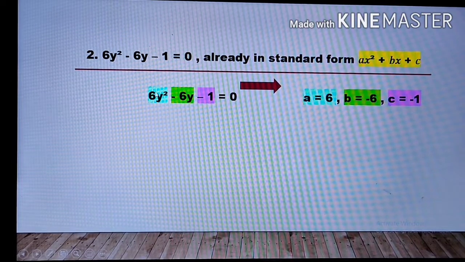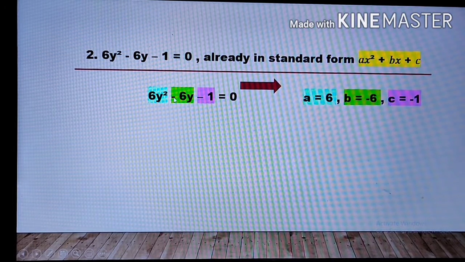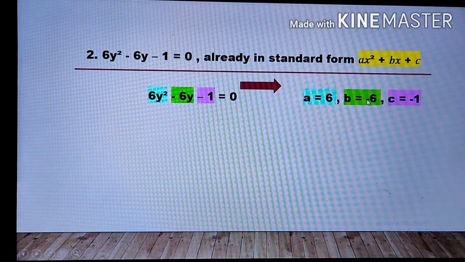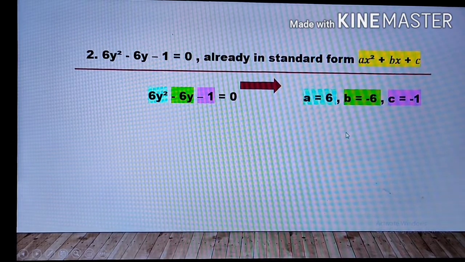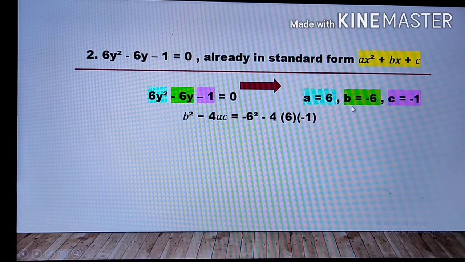A is equal to 6. Yan, yung first term, 6. B is minus 6, so negative 6. Then, C is minus 1, so negative 1. Then, substitute lang the value to the formula. B squared, so our B is negative 6, so negative 6 squared minus 4, copy lang 4. Then, A is 6, yan, times C is negative 1.